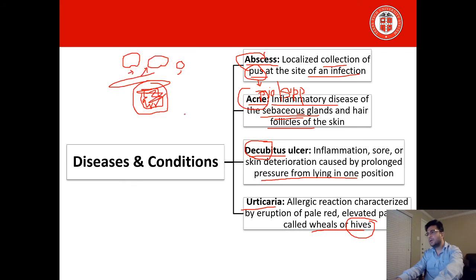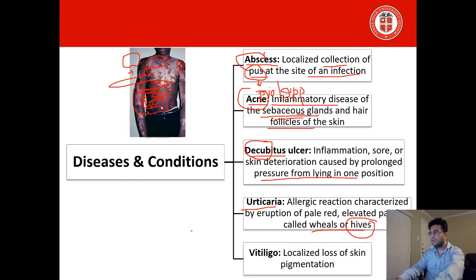and normally we prescribe anti-allergic drugs and remove the source of allergen. The last one is vitiligo. I'm sure you have seen people with vitiligo, and this is basically loss of skin pigmentation. It has a genetic origin, and it's loss of the pigment, the melanin pigment, which gives color to the skin.